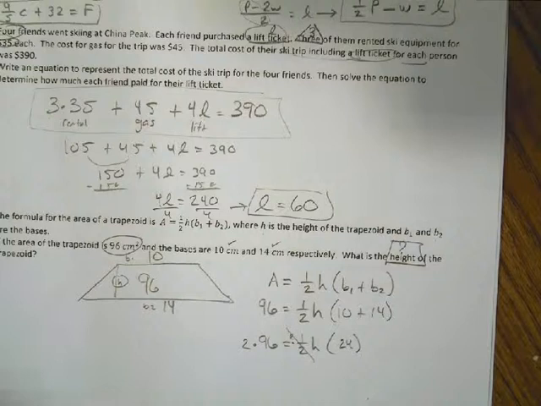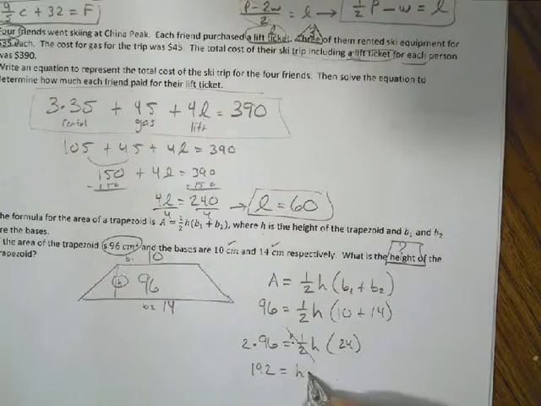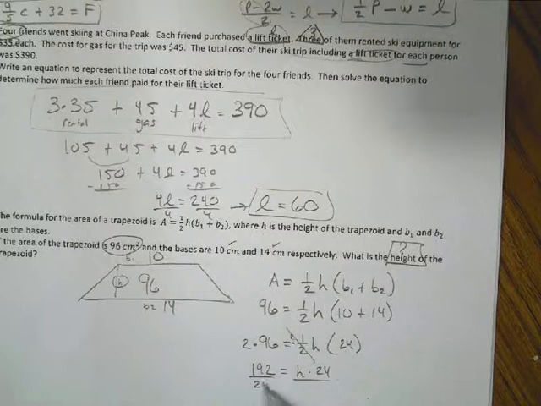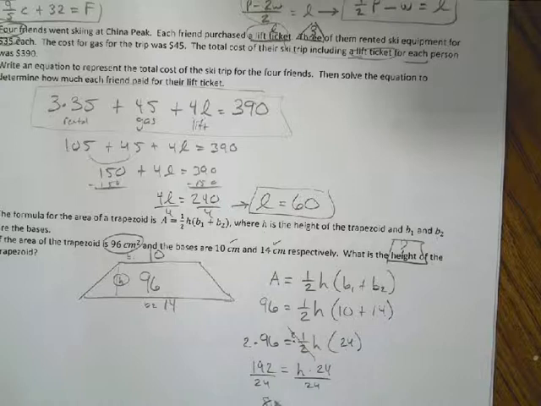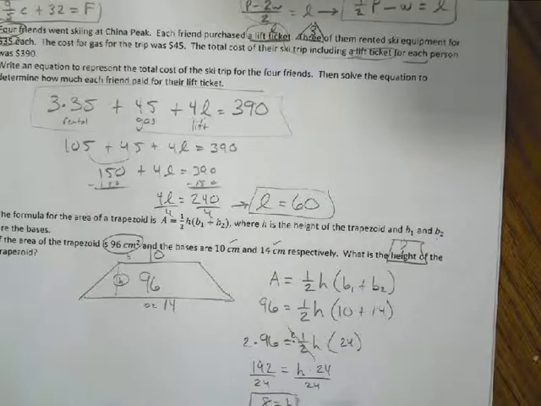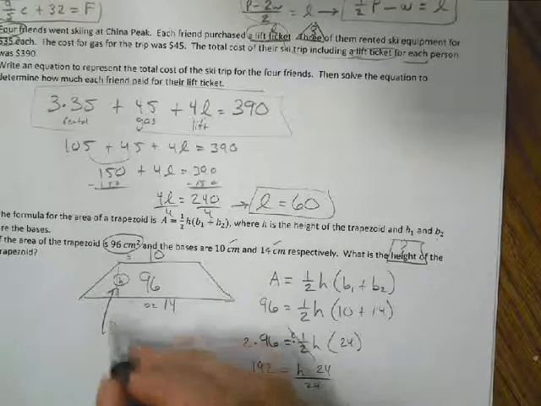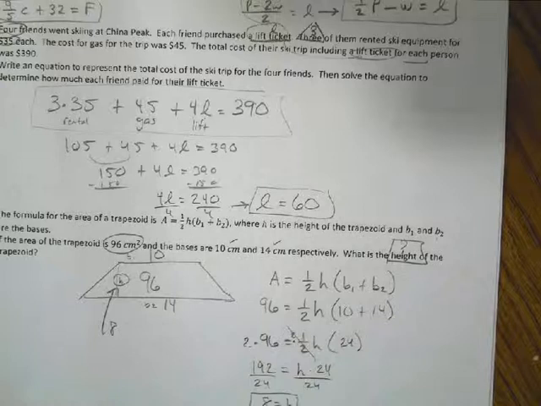So 2 times 96, 96 times 2, is going to be 192, which equals h times 24. And then when I divide both sides by 24, in order to get the h by itself, I find that h is equal to 8. So the height of this trapezoid right here would be 8. And that's the idea. Alright, so that's the back side worked out for you.